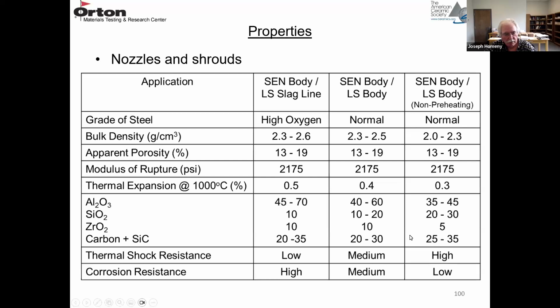So the higher the silica content, the higher the carbon content, the higher the thermal shock resistance. And then the higher alumina contents are going to give higher corrosion resistance. And then this is your compromise in the middle, where you have both decent thermal shock resistance and decent corrosion resistance.